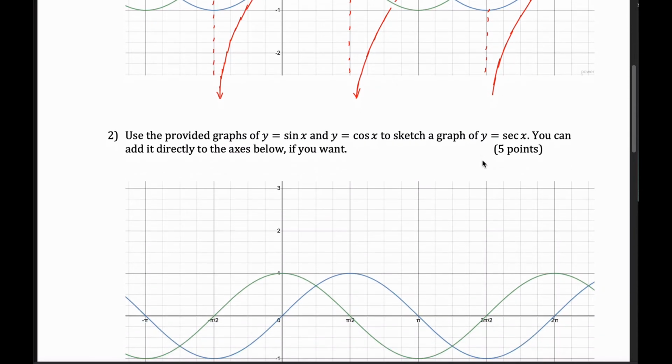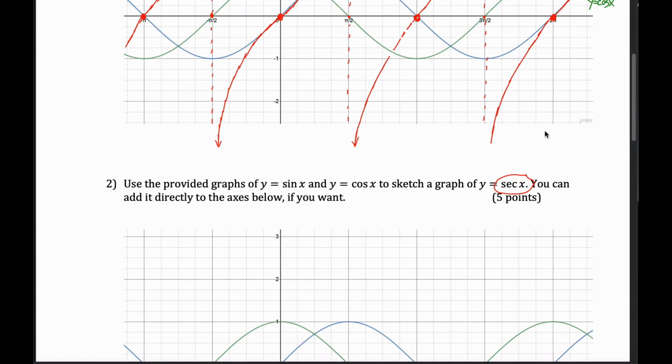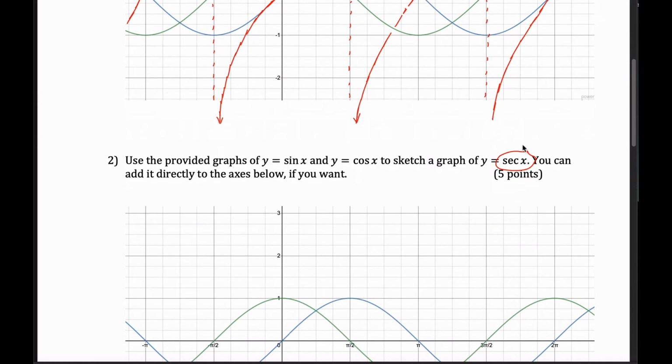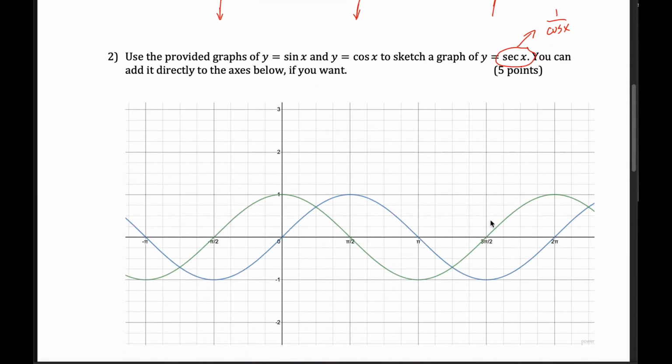Problem 2 is not all that dissimilar, except instead of sketching tangent of x, we're going to sketch secant of x. And just like we did above, expressing that in terms of sine and or cosine will help us come up with the graph. The important thing to know here is that secant is just 1 divided by the cosine of x. So what we'll be doing here is we're only going to look at the graph of cosine. The graph of sine of x will be completely irrelevant to this problem.